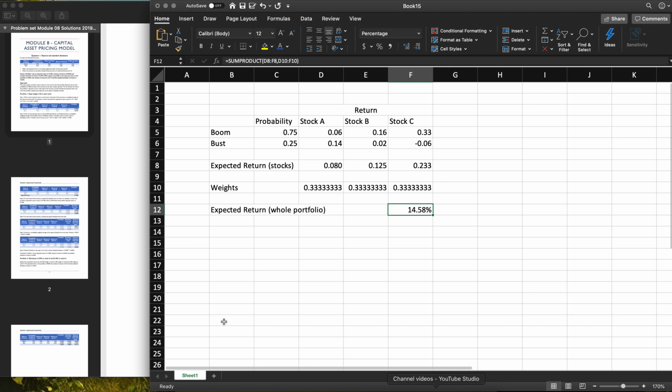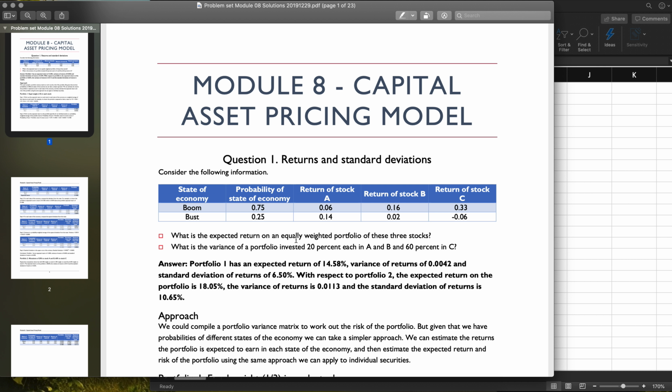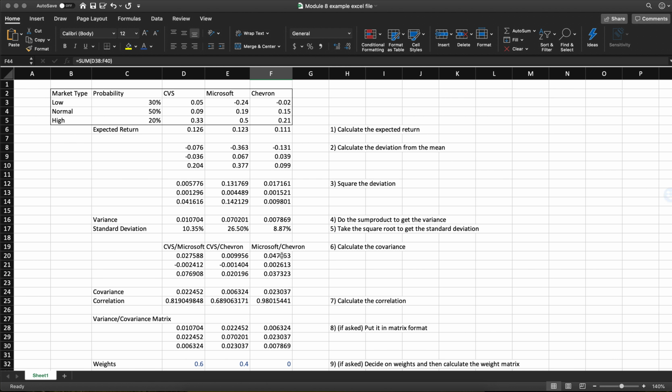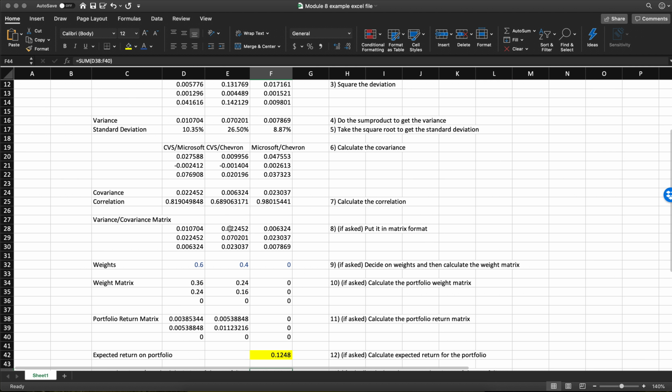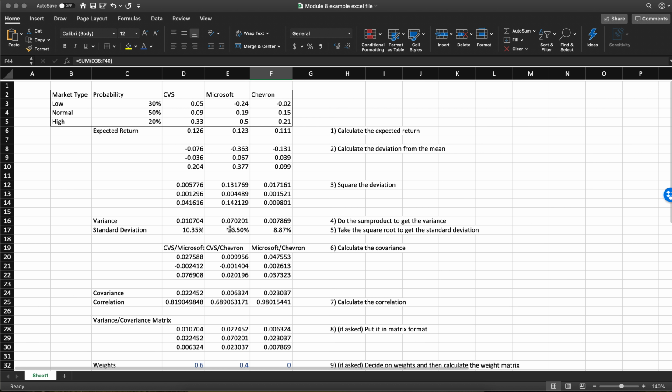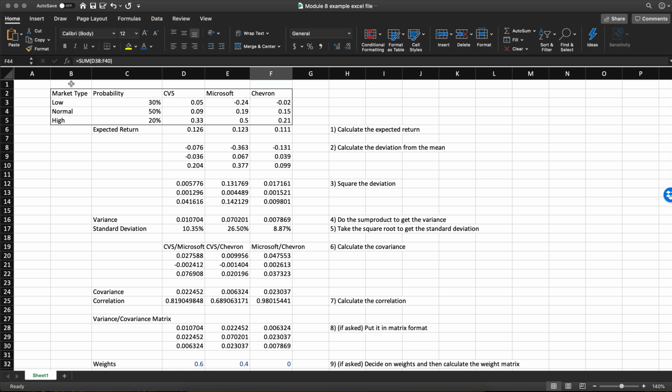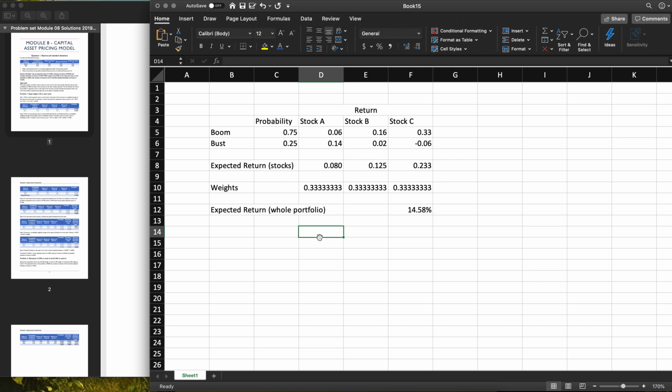Now, the second part asks for the variance on these. Well, technically it doesn't ask for a variance on this part, but we're going to calculate it anyway so that we can do the second part. Oh, it does. Well, he adds it in his solution. So during class, I explained all of these things. I went over this entire Module 8 example. There is a slightly easier way to do this, and I'm going to do it here.